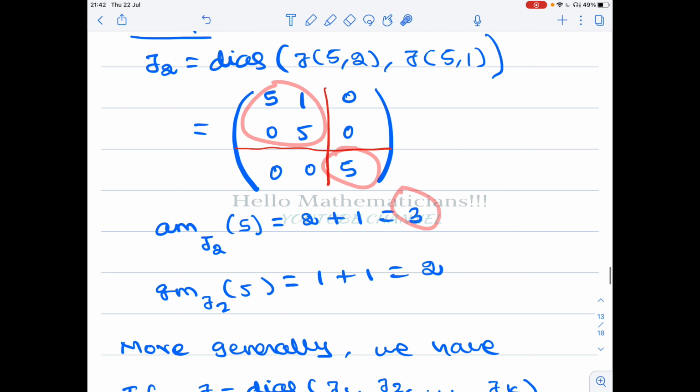Similarly, the geometric multiplicity of the eigenvalue 5 in this matrix is equal to the geometric multiplicity of 5 in this block plus the geometric multiplicity of 5 in this block. But this is a Jordan block, and this is a Jordan block. In any Jordan block, the geometric multiplicity will be 1. Therefore this is 1, this is 1, so we get 2.